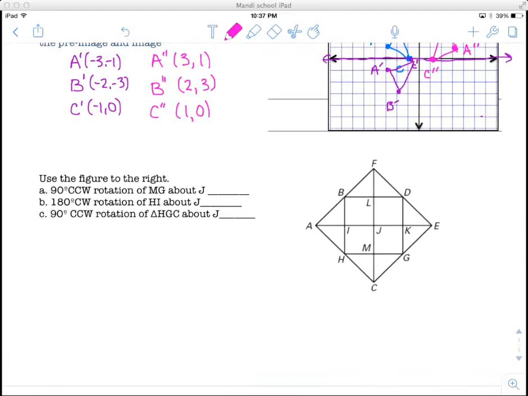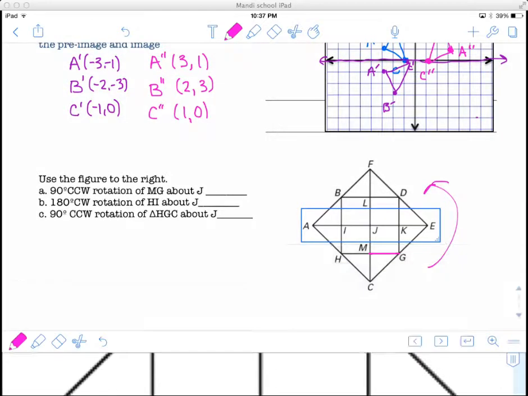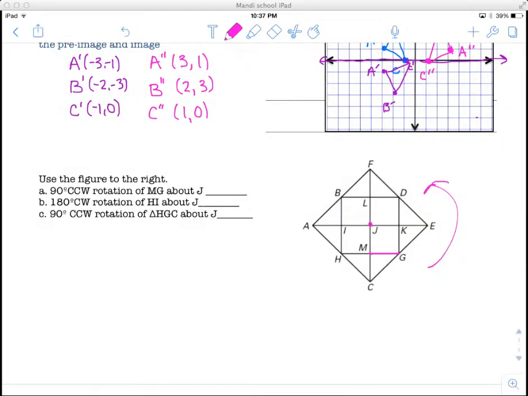Okay, so the figure to the right, we want a 90 degrees counterclockwise rotation of MG. So here is MG. 90 degrees, so counterclockwise, so we're going this way, about J. So J is our center. So where would this line up if we rotated it 90 degrees? It would line up right there. So it would end up on line DK.